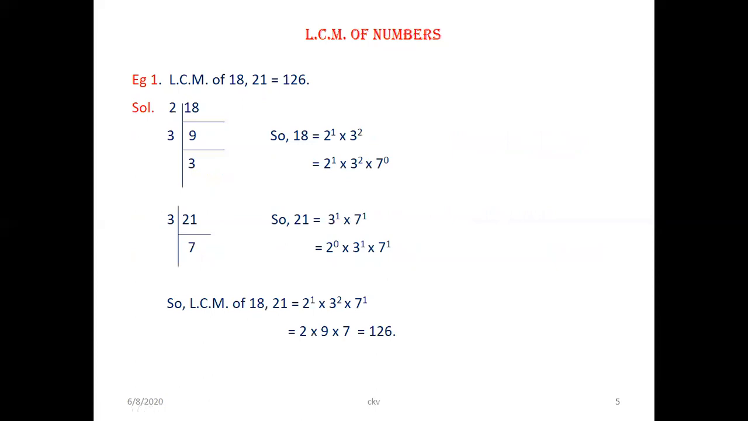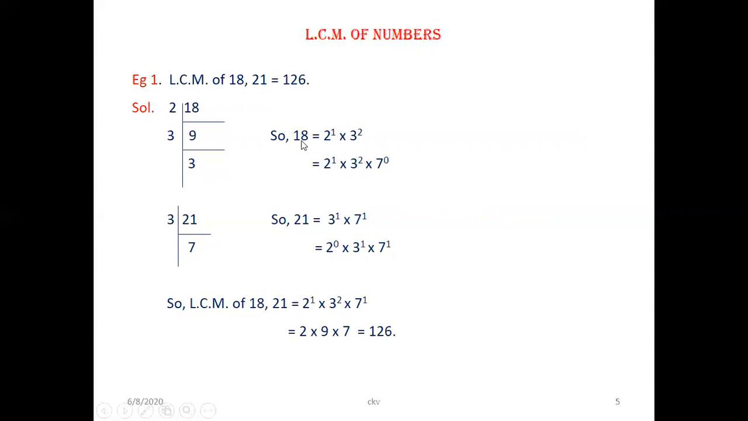See here, the LCM of these two numbers. What did we do there? You have to factorize 18 as a product of prime powers. What are the prime numbers here? 2, 3 and 7. And 21 is also another number and it is factorized as a product of prime numbers. So you have to write 2, 3, 7. Here there is no 2, so 2 power 0. Here there is no 7, so 7 power 0, because any number to the power 0 is 1.